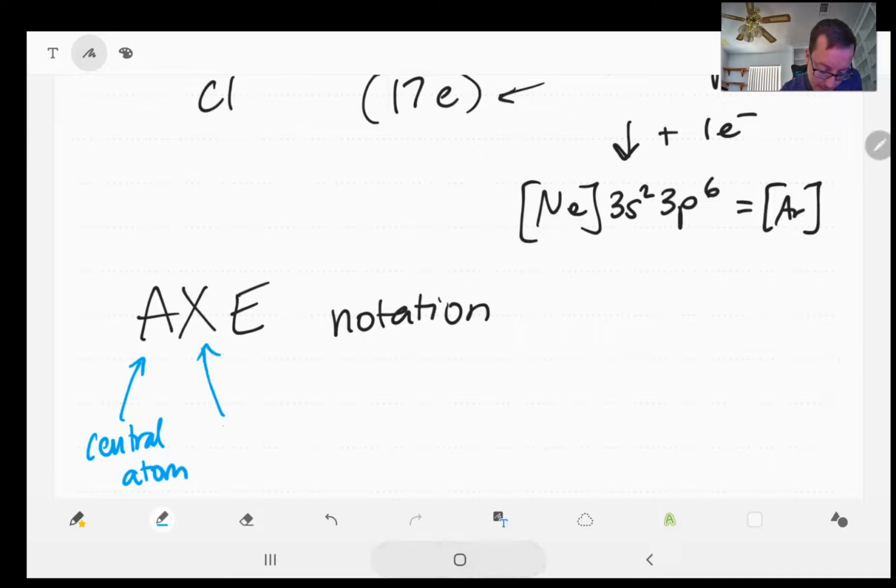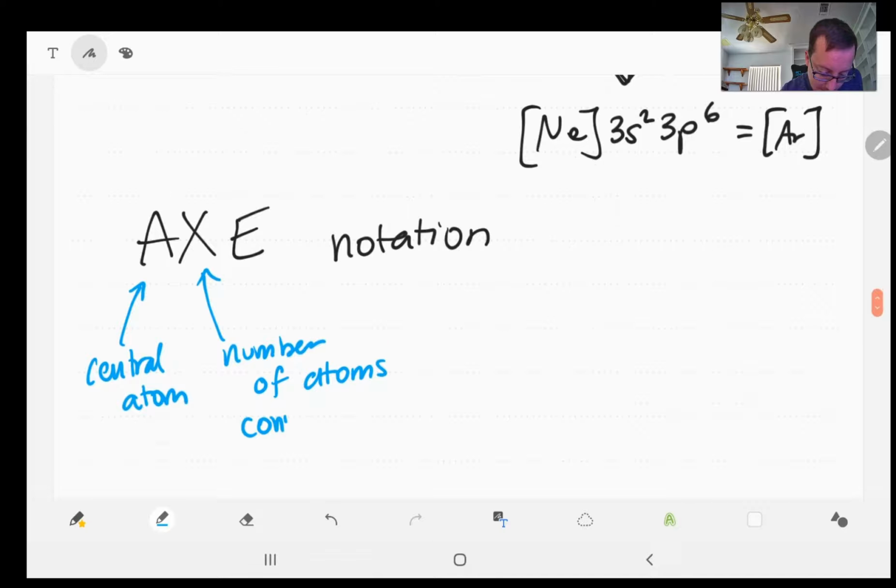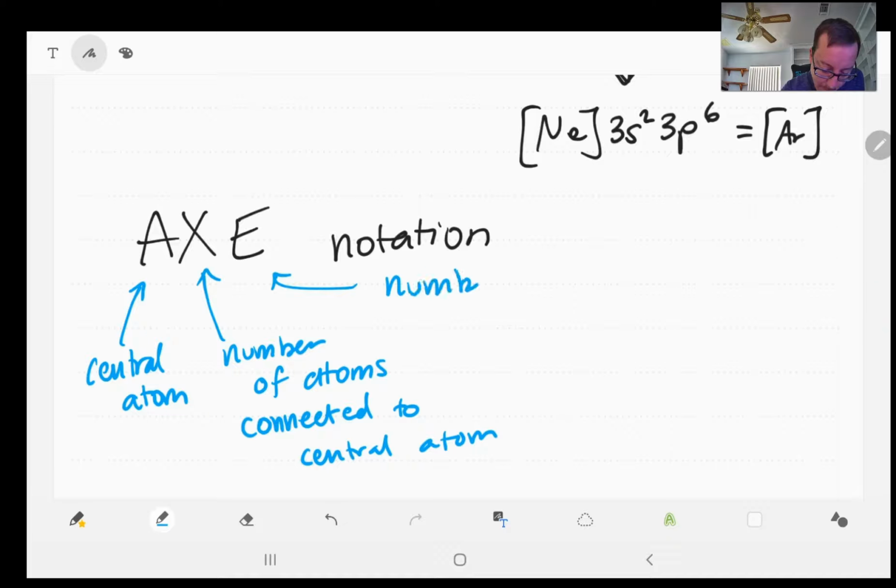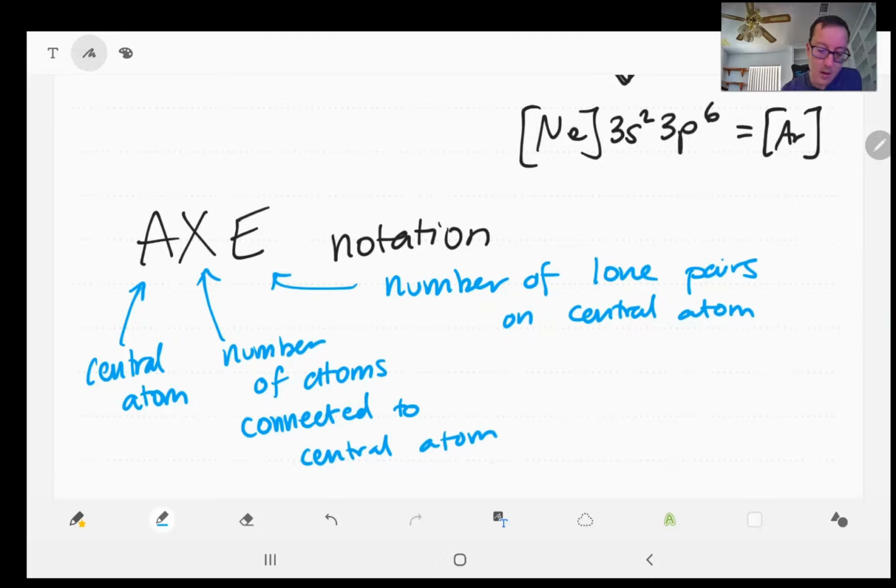X is the number of atoms connected to the central atom. And then E is the number of lone pairs on the central atom. That was the piece I was missing, and that's why I could not figure it out. That makes so much more sense. Oh, okay, thank you. Good.